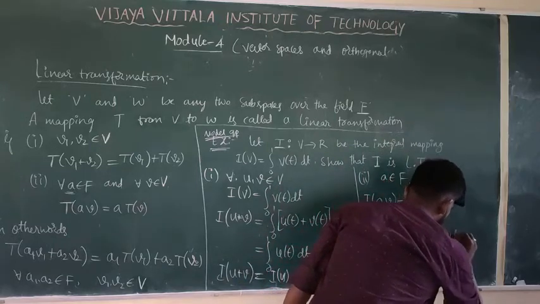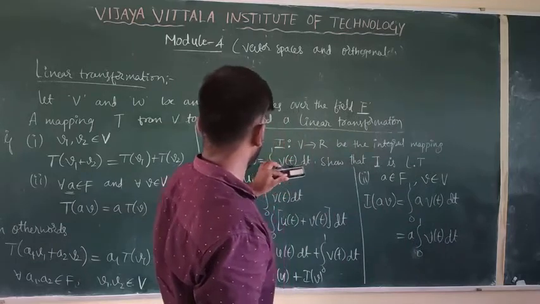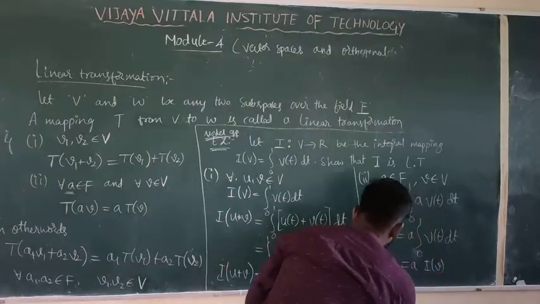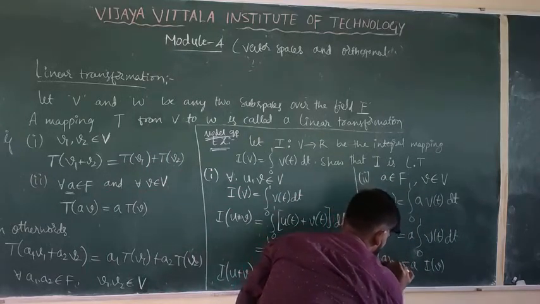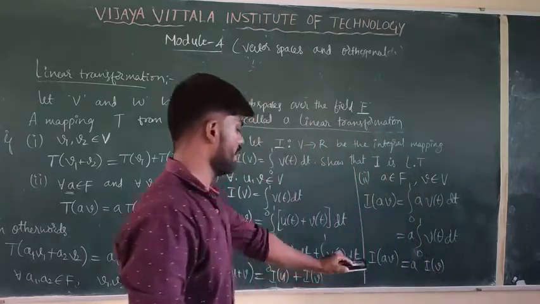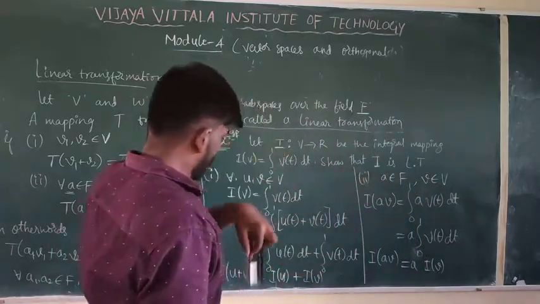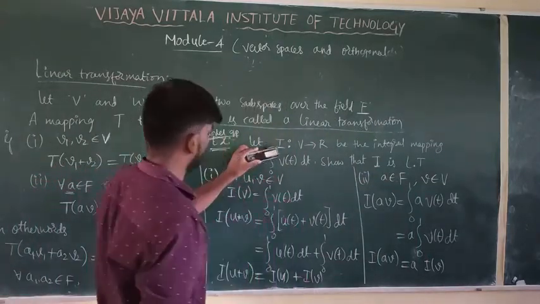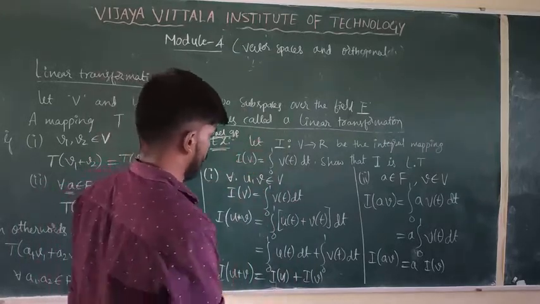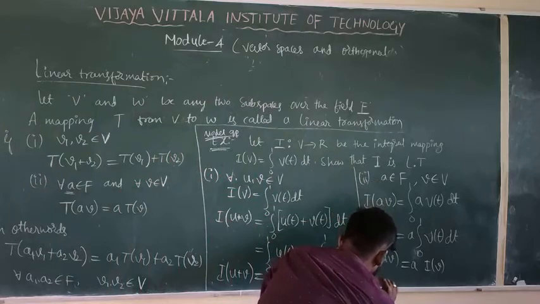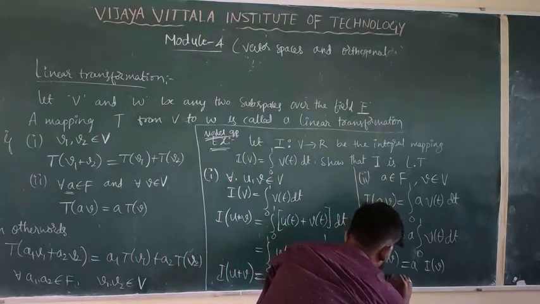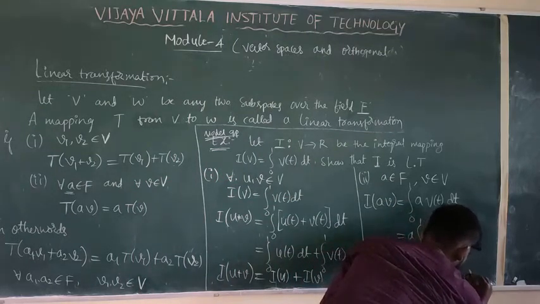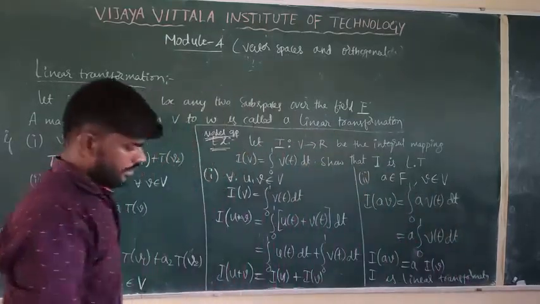Therefore, a into the integral from 0 to 1 of v of t dt. What is the integral of v of t dt? It is nothing but I of v. Therefore, I of av is equal to a into I of v. Here a is a scalar which belongs to the field. Therefore, these two conditions are satisfied, so the given mapping is a linear transformation. Therefore, I is a linear transformation. Understood?